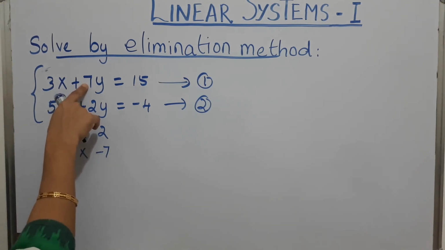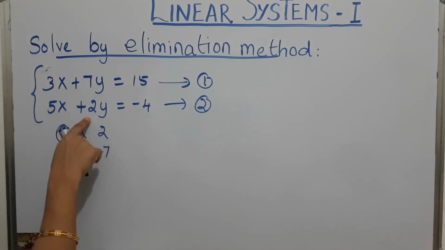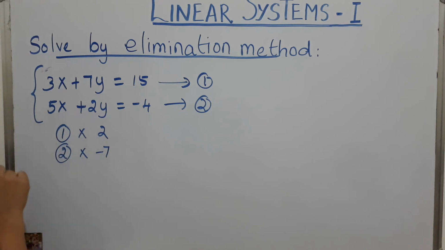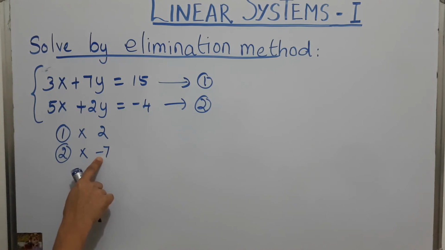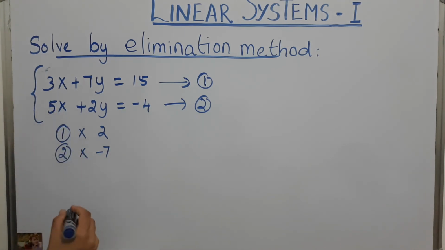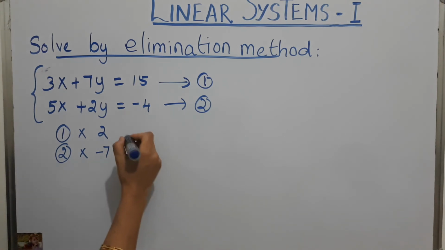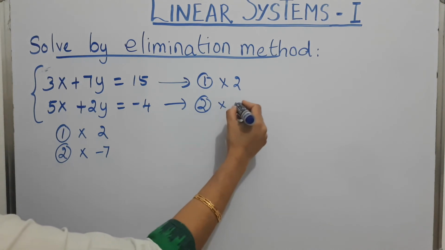So 7 times 2 is 14, 2 times 7 is also 14. So you will get the same coefficient, but when you are adding, it will not be eliminated. So you have to multiply one of the equations with a negative sign. Okay, so in here, you are multiplying the first equation by 2 and the second by negative 7.